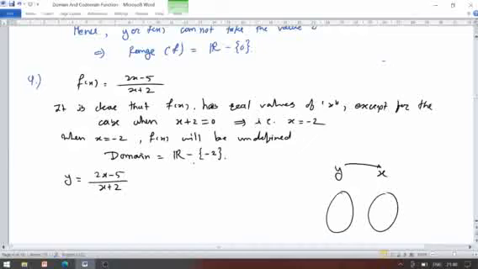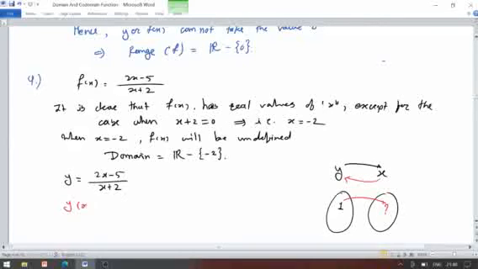So x should take all real values except minus 2. So I would like to take here the value of x as 1 from your domain. Now we have to evaluate the range. That means 1 is related to which element from your codomain? For that, you have to express x in terms of y.